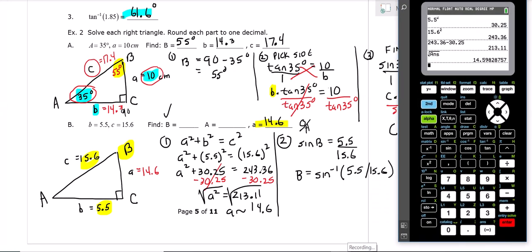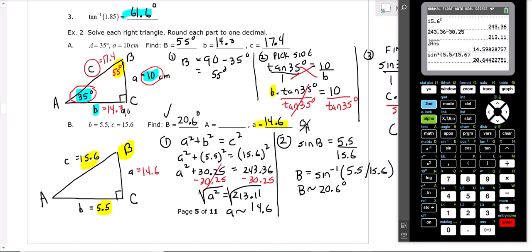Let me put this over here, and I'll show you what I do. I go second sine to get the inverse to come up. Then I put 5.5 divided by 15.6 in my calculator, press enter, and that would be the angle in degrees. So angle B is approximately 20.6 degrees. Okay, so we got that. I'll pencil that in as 20.6. Then we've got one more thing to do, and then we're done.